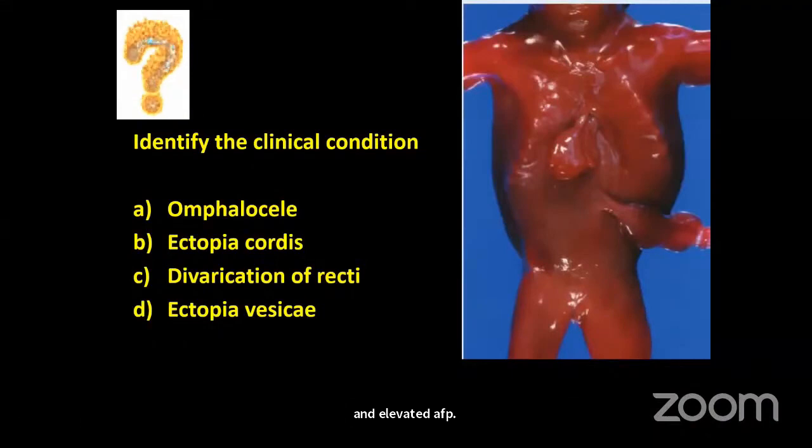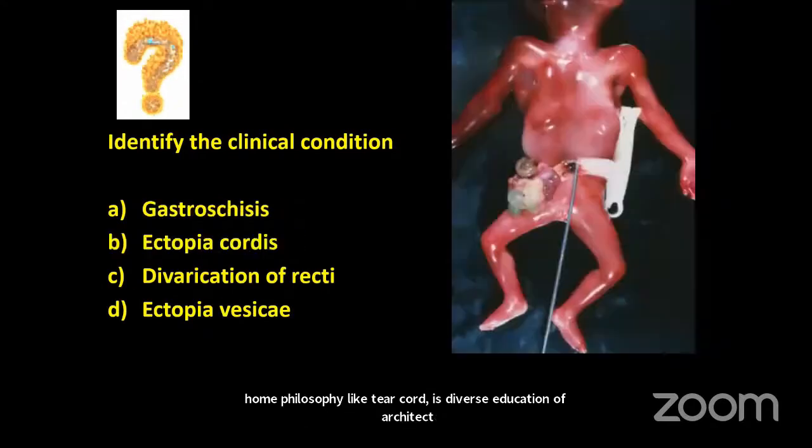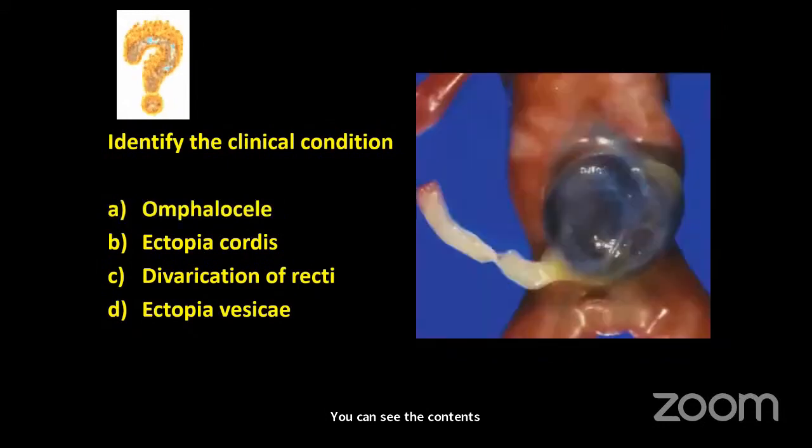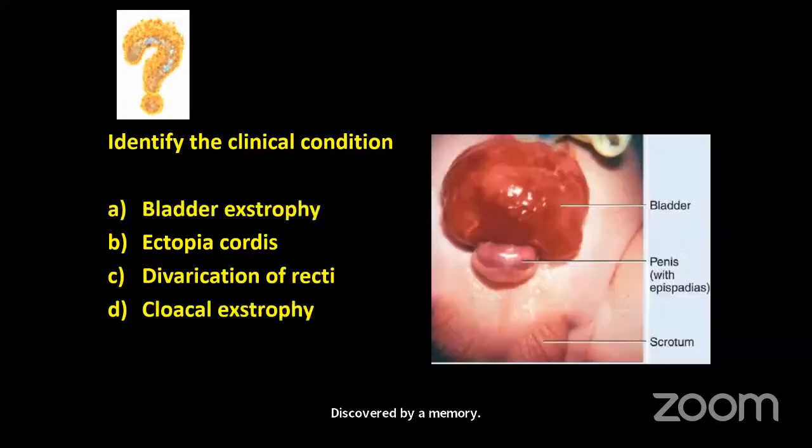Can you identify? Omphalocele, ectopia cordis, divarication of recti, ectopia vesicae. Very good, ectopia cordis. What is this condition? You can see the contents lying outside. It is gastroschisis. What is this condition? Covered by a membrane, amnion. Omphalocele, very good. What is this condition? Cloacal exstrophy, divarication of recti, ectopia cordis, bladder exstrophy. Yes, very good. It is bladder exstrophy.